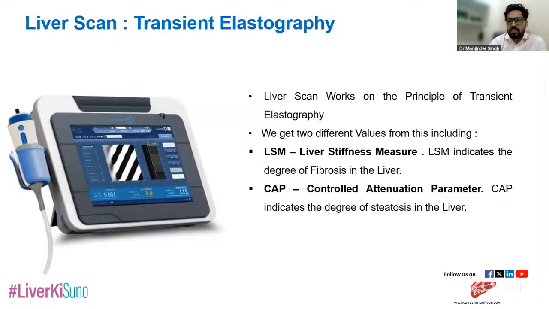So fibroscan can assess liver stiffness, which grades the fibrosis. And the other parameter we get on fibroscan is the CAP value. It quantifies the degree of fat in the liver. So these two values help us make the diagnosis of fatty liver, the stage of fibrosis, which can help us plan the treatment too.